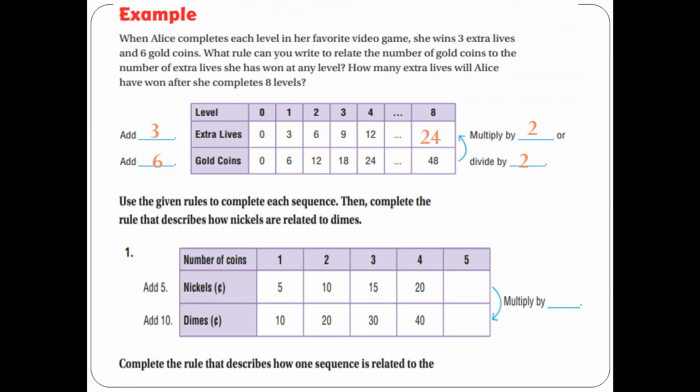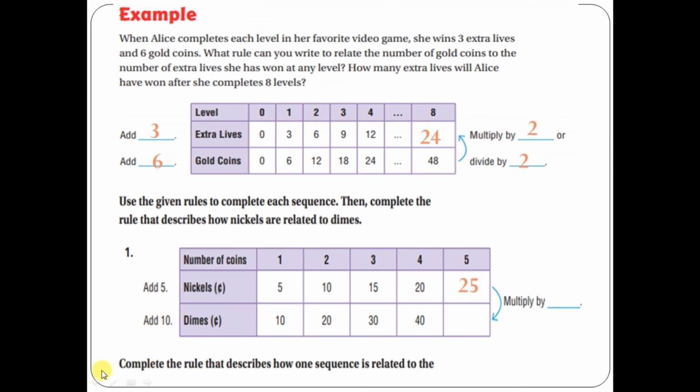I hope it's easy for you. Let's go to the next question. Use the given rule to complete each sequence. Then complete the rule that describes how nickels are related to dimes. Okay, here the rule is already given. The rule is add 5. So it was 5, then add 5 is 10, then 15, 20. So can you guess what the number is here? 20 plus 5 will be 25.